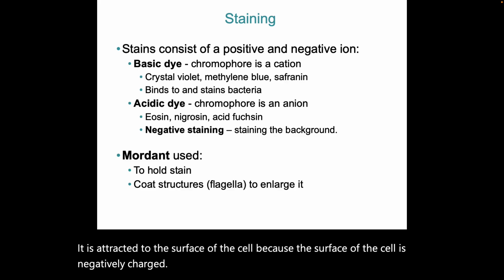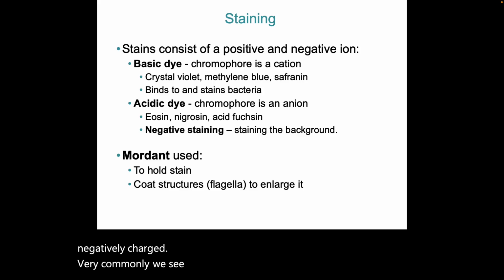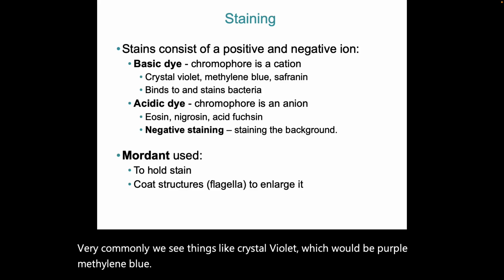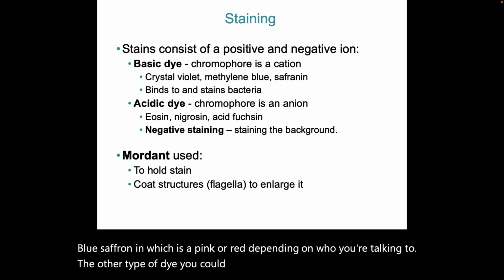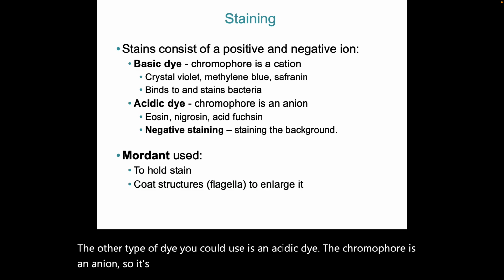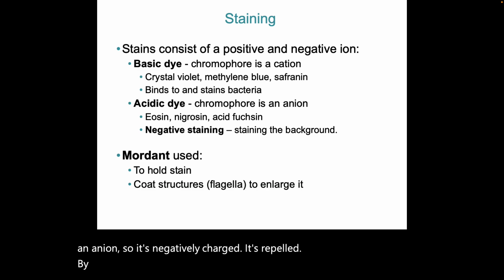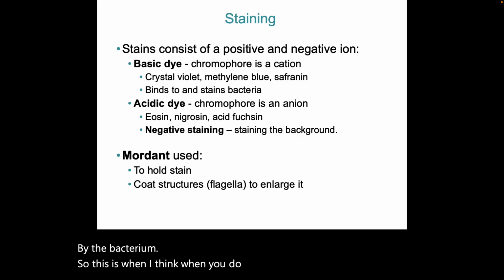Very commonly, we see things like crystal violet, which would be purple, methylene blue, and safranin, which is a pink or red, depending on who you're talking to. The other type of dye you could use is an acidic dye. The chromophore is an anion, so it's negatively charged. It's repelled by the bacterium. So this is when you do a negative stain in the lab, you use nigrosin. It's a black dye.